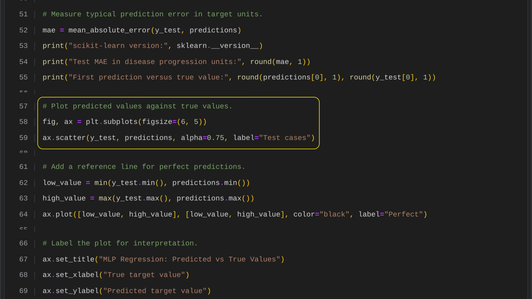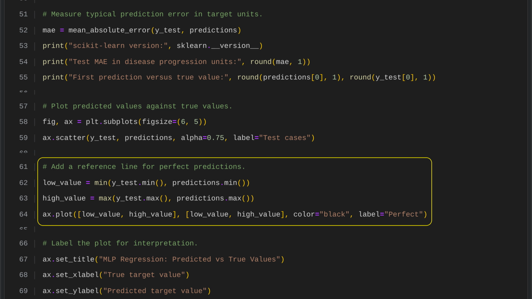Create a new Matplotlib figure and axis with a 6x5-inch canvas. Then make a scatter plot comparing the test set's true target values with the predicted values. Use slight transparency so overlapping points are easier to see, and label the points as test cases for the legend.